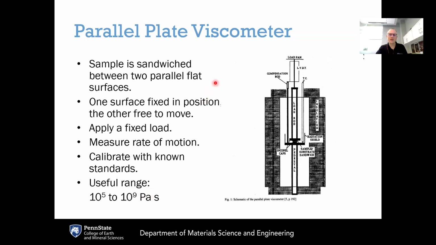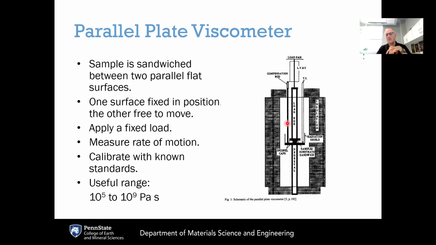With a parallel plate viscometer, we have a disc-shaped sample that is placed in this kind of sandwich configuration between two parallel flat surfaces. So there's a pedestal here with a sample holder. You put this disc-shaped glass sample on top of it, and then a load rod comes down, and then there are two parallel surfaces that basically sandwich the glass sample in between. One of the surfaces is fixed in position, and the other is free to rotate.